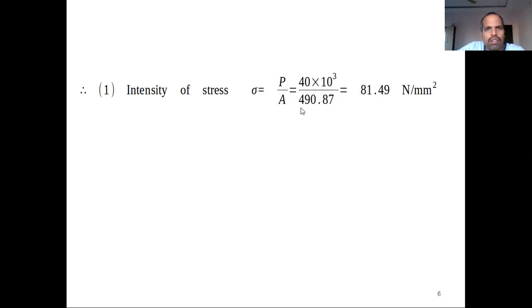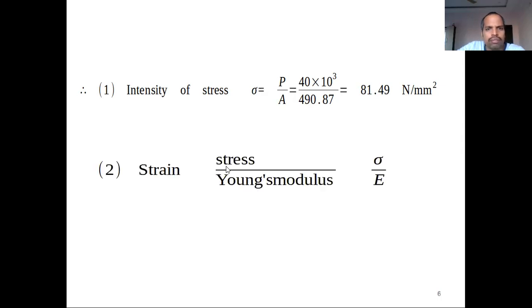So area is equal to pi by 4 d square, where d is 25 mm. You substitute d is equal to 25 mm, and you will get the area. Use your calculator and solve it. Very simple, right? And the next one is strain.